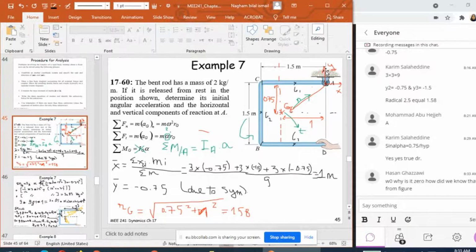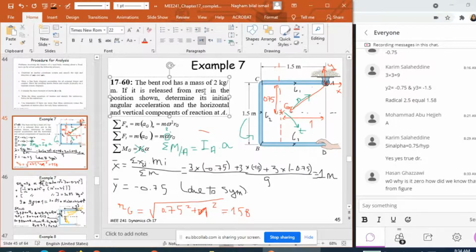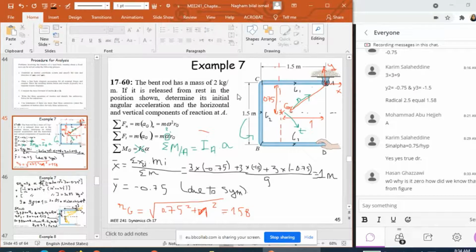Now Hassan is asking why omega 0 is 0. How did we know it from the figure? Of course, we did not know it from the figure, Hassan. We know it from the given. It is released from rest, right? Released from rest means omega 0 is equal to 0. But the question is to find the acceleration at this instant, in the position shown. At this instant means at this configuration.